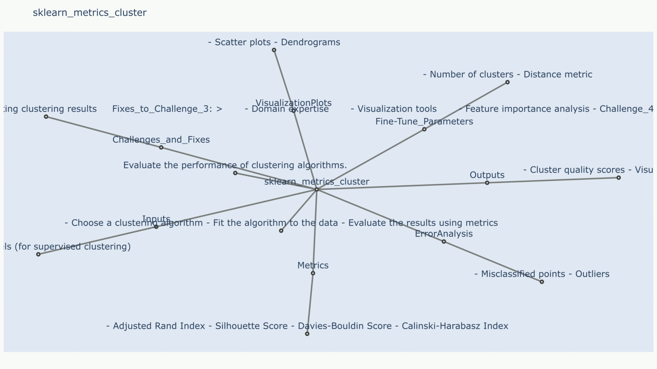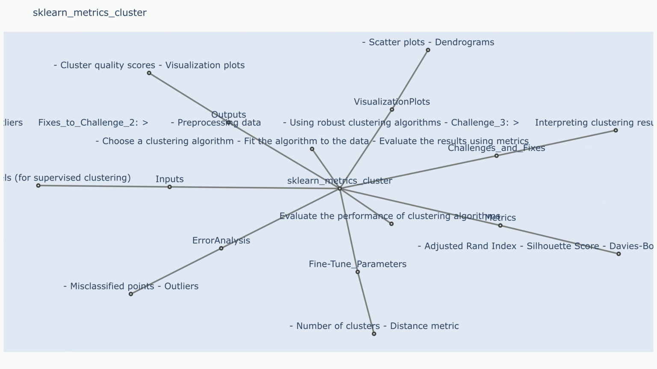Fine-tune parameters. Parameter 1. Explain in detail number of clusters K. This parameter controls the desired number of clusters in the final output. It's often determined using the elbow method or silhouette analysis. Parameter 2. Explain in detail distance metric. This parameter specifies the distance function used to calculate the similarity between data points. Common choices include Euclidean distance, Manhattan distance, and cosine similarity.